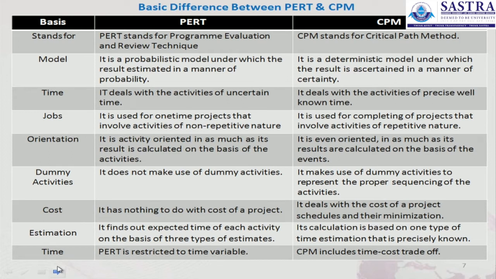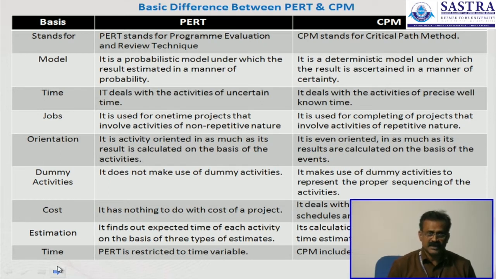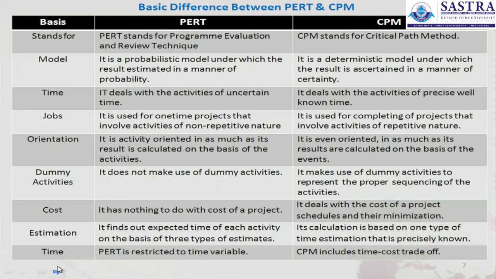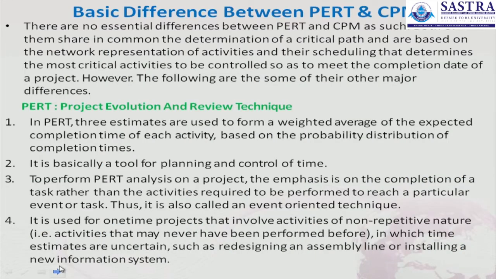Specifically for estimation, PERT finds out the expected time of each activity on the basis of three types of estimates. But in CPM, the calculation is based on one type of time estimate that is precisely known. Time for PERT is restricted to the time variable, but CPM includes time-cost trade-off. So these are the main differences, but some more differences will be there.